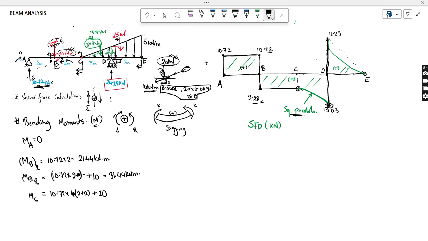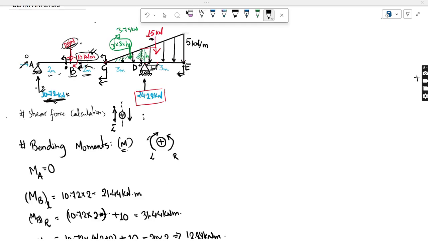Now see here, the trick is that this 20 kilonewton force is also producing some moment at point C. So how much will this produce? 20 into the distance, which will be 2 meters, but this 20 kilonewton will produce an anti-clockwise moment. We just have to do it as 20 into 2 but negative. I think it has to come out as 12.88 kilonewton meter. Okay, now I have to proceed further.